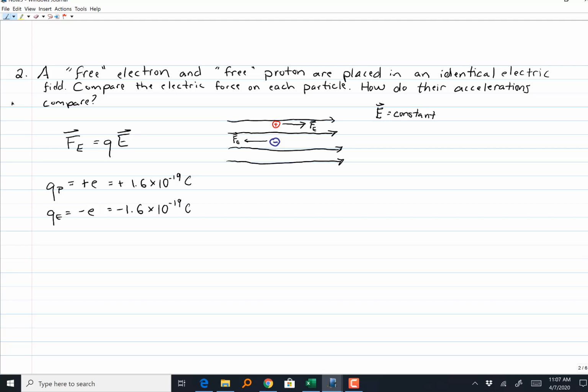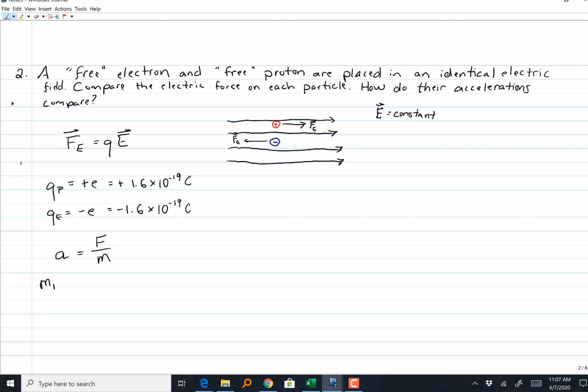So in comparing these electric forces, I would say that they are equal in magnitude and opposite in direction. And then the acceleration, I can get a comparison of the acceleration using that the acceleration is equal to the force over the mass. This is just Newton's second law of F equals ma, or the force equals mass times acceleration, rearranged. And so then we need to know something about the masses of the protons and electrons.